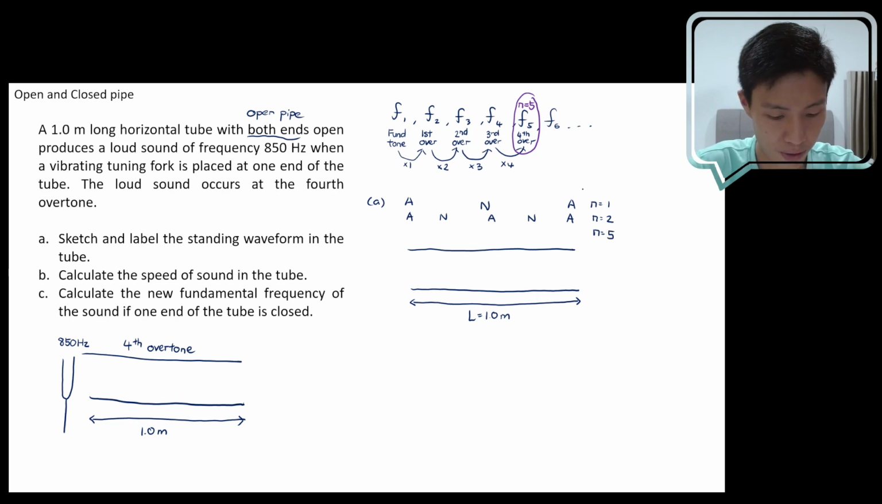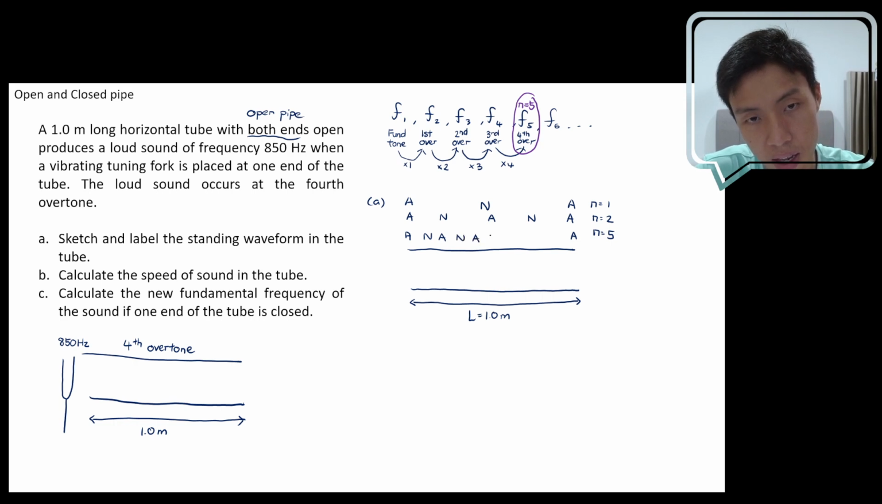So by the time you reach the fifth harmonic, you see that you have your antinode at the sides as well. But how many nodes do you put in between? 1, 2, 3, 4, 5. You put in 5 nodes in between. Okay, so you have A and A and A and A and A and A. By the time you go to the fifth harmonic, you see a pattern that looks something like this.